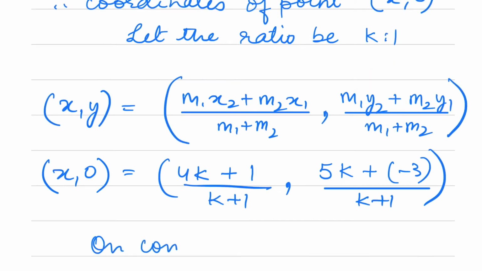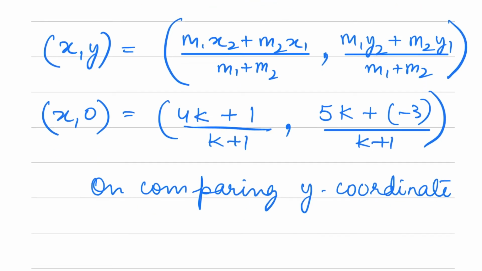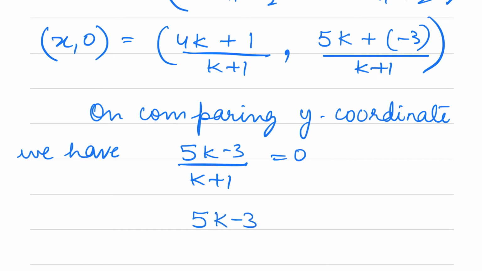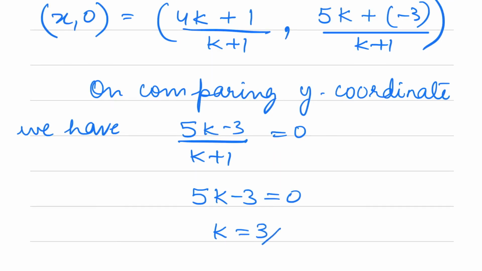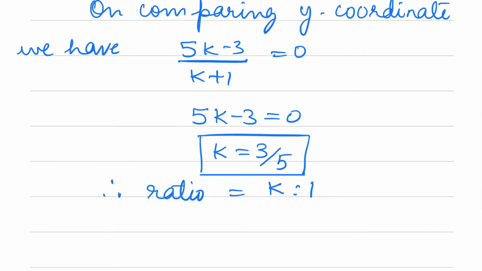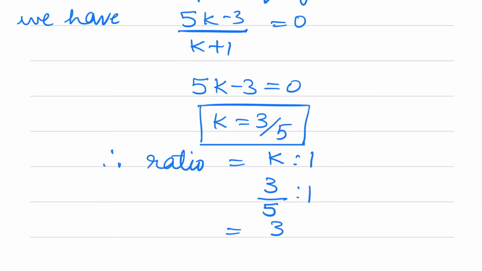Now on comparing the y coordinate, we have (5k minus 3) by (k plus 1) is equal to 0. 5k minus 3 is equal to 0. K is equal to 3 by 5. Therefore, the ratio we can say is equal to k is to 1. We can substitute the value, 3 by 5 is to 1 is equal to 3 is to 5.